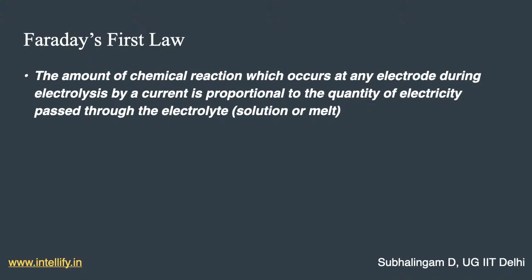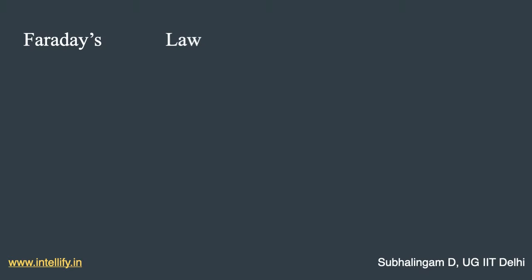So what's Faraday's first law? It states that the amount of chemical reaction which occurs at any electrode during electrolysis by a current is proportional to the quantity of electricity passed through the electrolyte. I repeat, the amount of chemical reaction which occurs at an electrode during electrolysis by a current is proportional to the quantity of electricity passed through the electrolyte. And that's the first law.